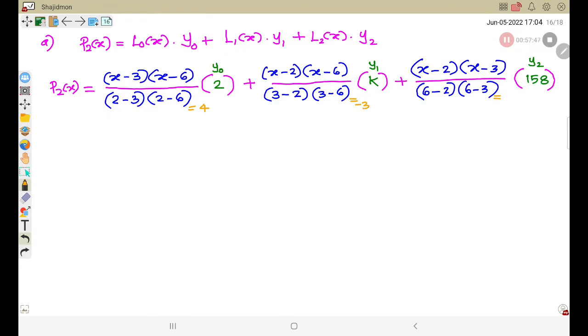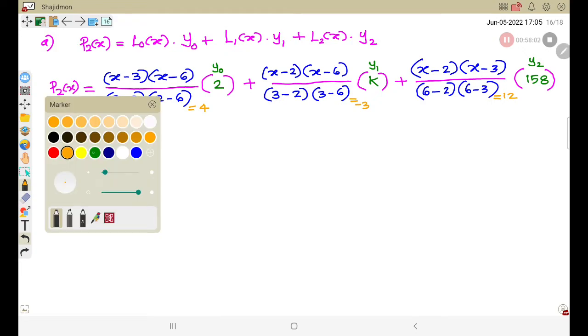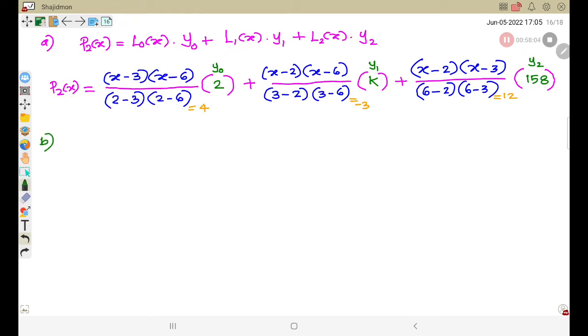Now, next one, 6 minus 2 multiply 6 minus 3. Okay, you will get 12 there. So here we can stop there. Equal to 12. Now, we are going to the B part. Together we can do B part of the question.